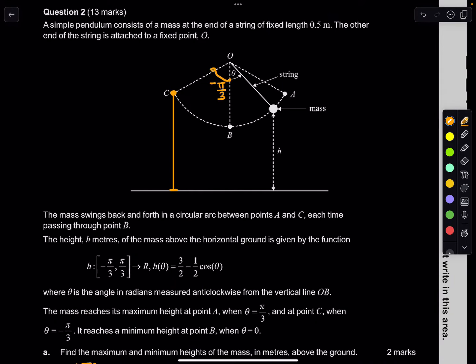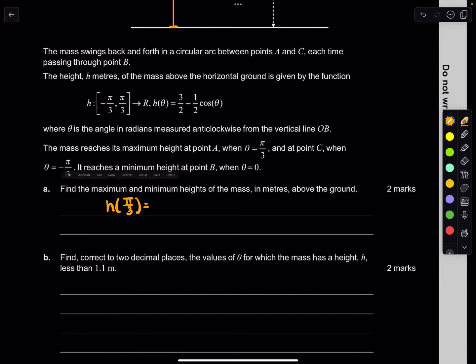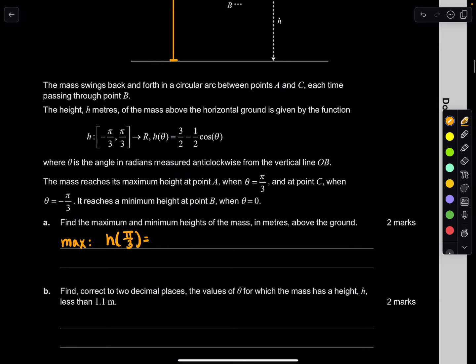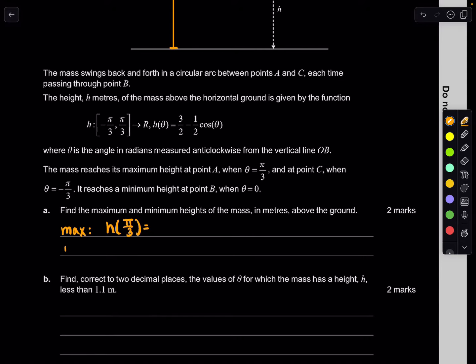Go on the other side. So you sub in negative pi on 3, so h of negative pi on 3 should also give you the same height value. Hope that makes sense. So that's the maximum. Let's write that nicely. The max is given by h of pi on 3. You can write h of negative pi on 3, it will still give you the same answer. We'll do that on the calculator, but first, let's do the minimum.